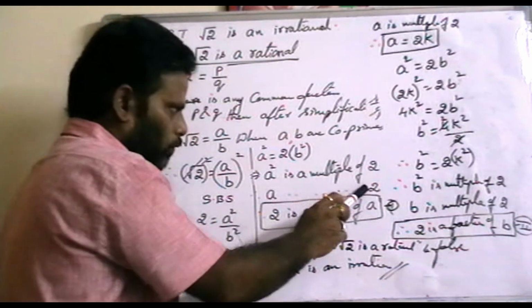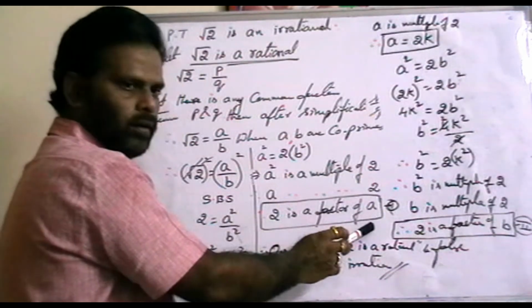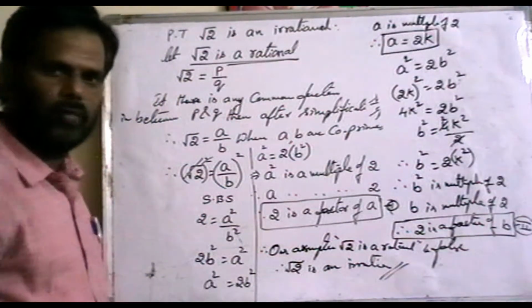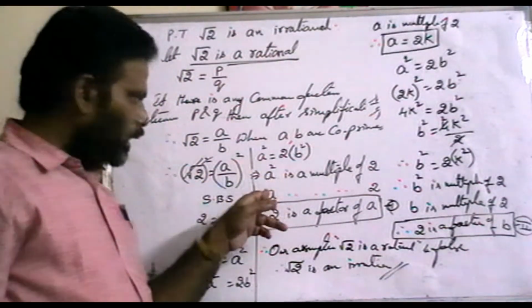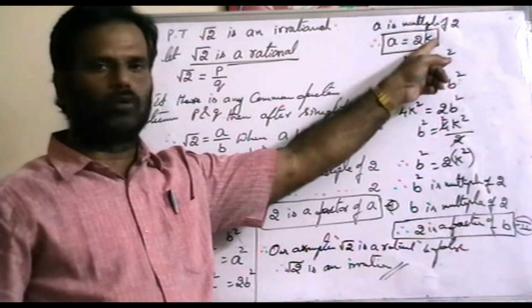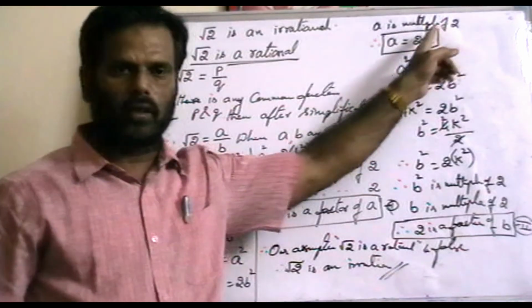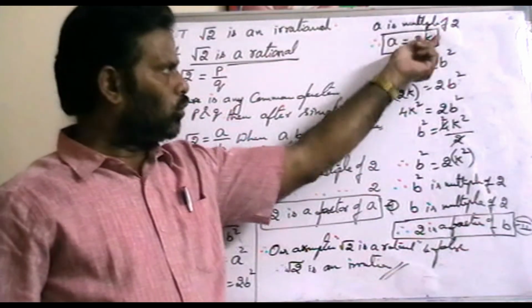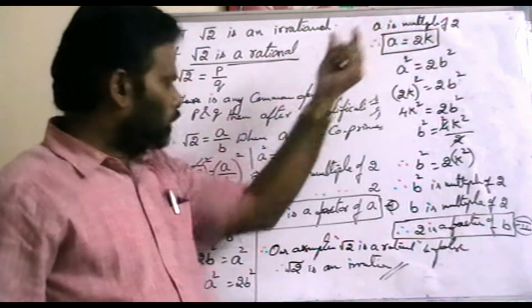If A is a multiple of 2, then 2 is a factor of A. That is equation 1. Now, if A is a multiple of 2, multiple of 2 means 2 into something. 2 into something means we can write it as 2 into some k. So A is equal to 2k. Substitute that A is equal to 2k here.